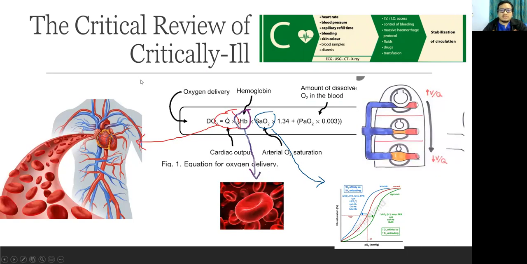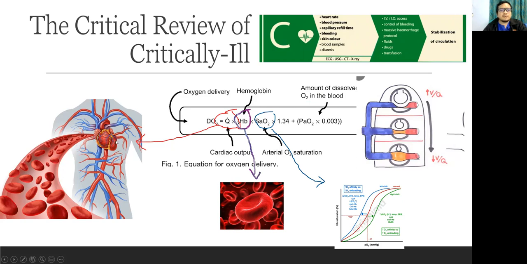For physiology-based intervention in the ICU patient, we usually refer to the oxygen flux equation. The oxygen flux equation dictates the delivery of oxygen to all the tissues. Oxygen is carried by the red blood cell. This is the equation for oxygen delivery. If you see the equation, the most important part is the Q. Q is the cardiac output. Cardiac output is the pumping of the heart times the heart rate.